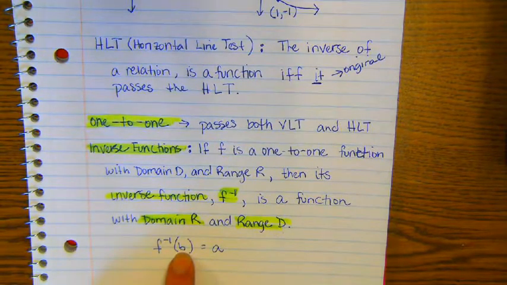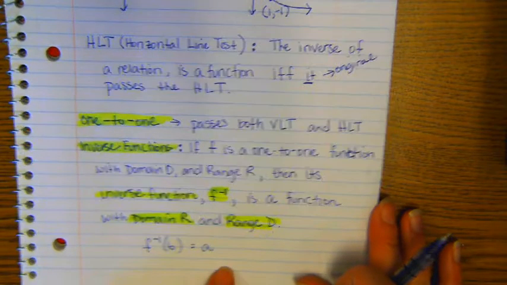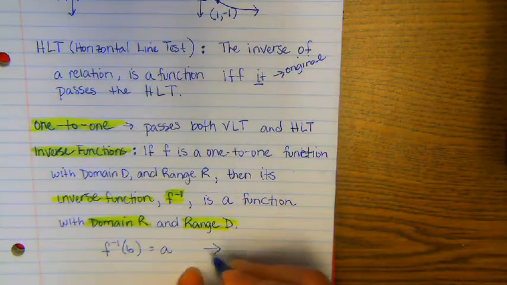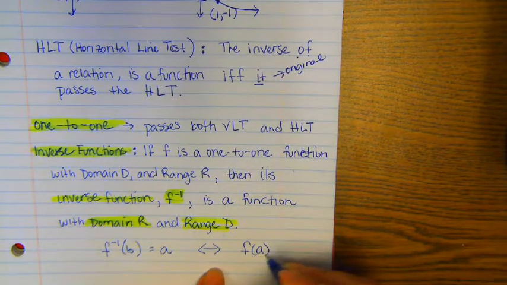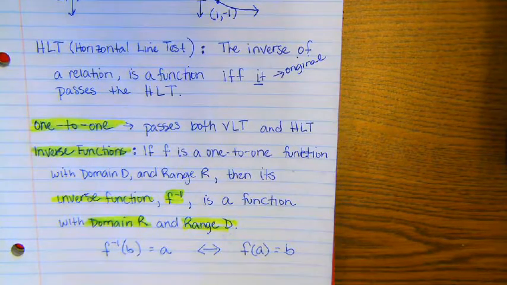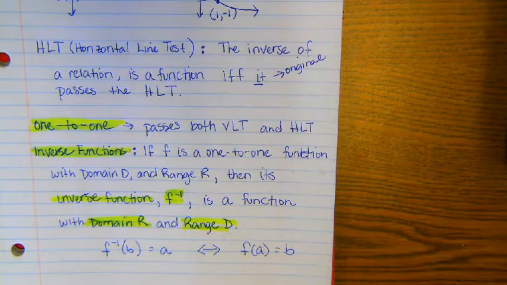All right, so one other statement I want you to write is this. What this means is if this is x and this is y, f inverse of b equals a, then on the function, I'll write arrows so we know that it works both ways, then f of a would equal b. This is just the reversing of the points, but I'm writing it in function notation rather than as ordered pairs. Okay, I know there's a lot in there. Do you have any questions so far?